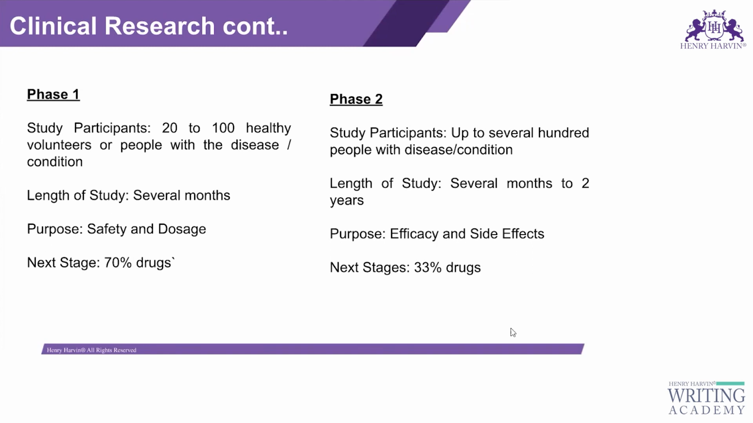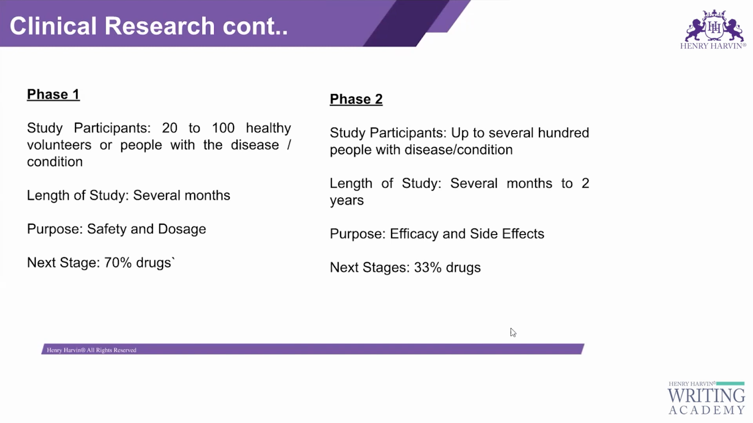The purpose is to study the pharmacokinetics, pharmacodynamics, what is the dose, and what is the safety of the drug, and nearly 70% of the drugs move to the next stage, phase 2. In phase 2, the number of study participants increases compared to phase 1, up to several hundred people with the disease condition present. The length of the study is several months to 2 years.